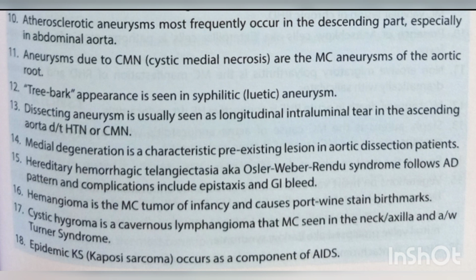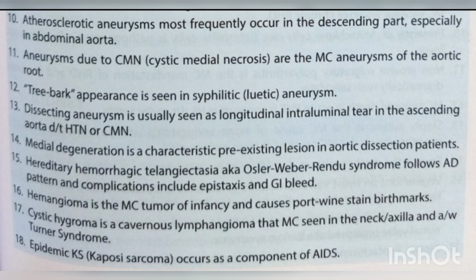Tree bark appearance is seen in syphilitic aneurysm. Dissecting aneurysm is usually seen as a longitudinal intraluminal tear in the ascending aorta due to hypertension and CMN. Medial degeneration is a characteristic pre-existing lesion in aortic dissection patients. Hereditary hemorrhagic telangiectasia, also known as Osler-Weber-Rendu syndrome, follows an autosomal dominant pattern, and complications include epistaxis and GI bleed.